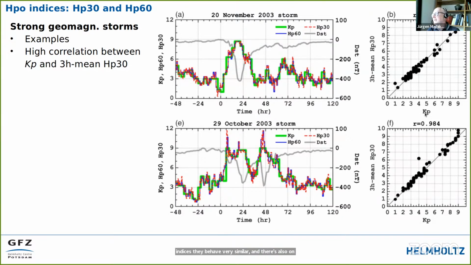Here is the old index, the KP, and the new index is the half-hourly index, for which we took 3 hourly means to compare. And the same here for the Halloween storm in the lower panel, where you can see that our new indices, they got values up to 12 minus, and still a very good correlation to the old KP.